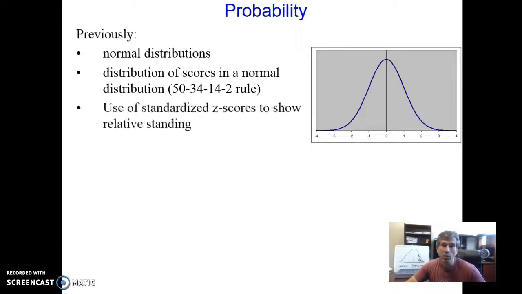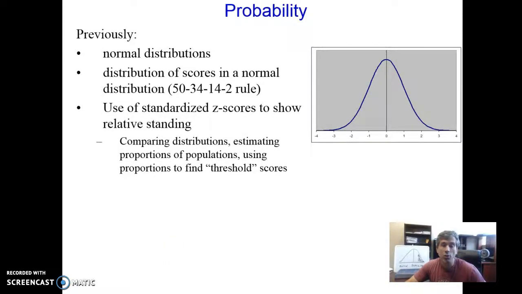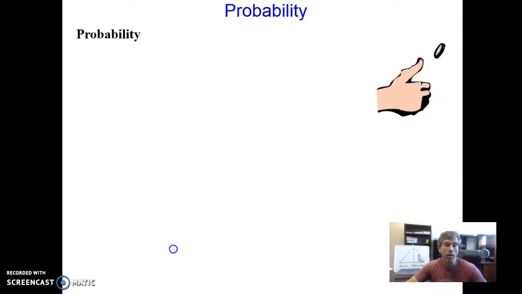So again, we use those standardized z-scores. We can compare totally different distributions. We can do those proportions. We can find those threshold scores. Now we move ahead by talking about probability.